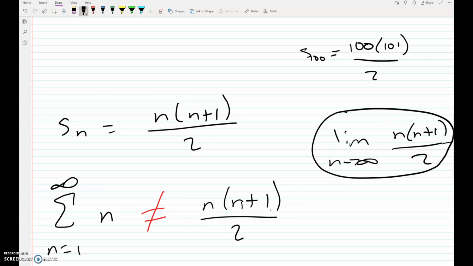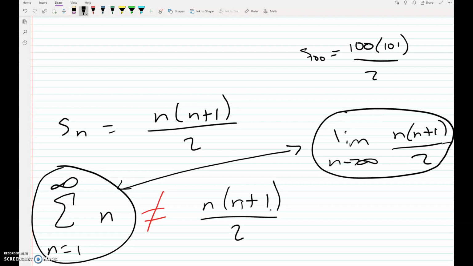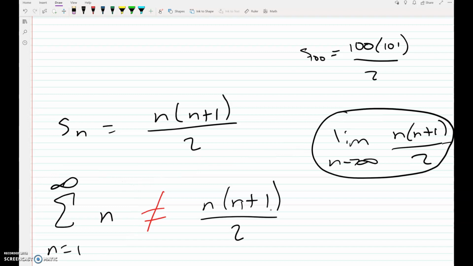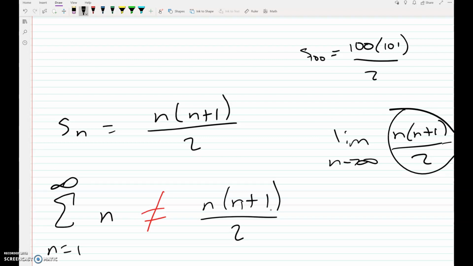that these two represent the same thing. There are some finer details about the variables, but essentially the sum of n from n starting at 1 to infinity is equal to the limit as n approaches infinity of n times n plus 1 over 2. But it's not always easy to get an equation like this, right? It's not obvious from looking at a series to just get this equation.